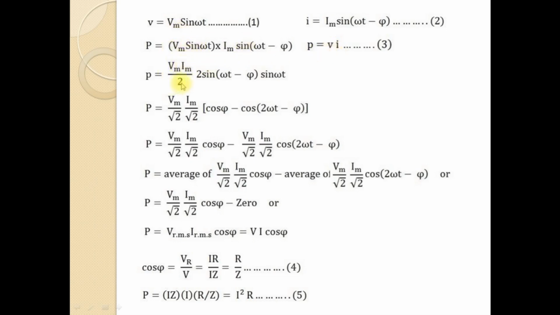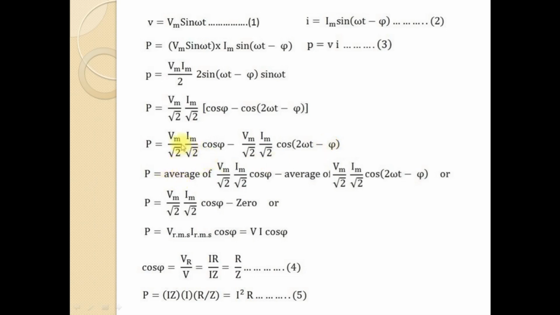And here it can be written as Vm Im by 2. We have divided and multiplied the expression by 2. So this can be written as Vm by root 2 and Im by root 2, which are the RMS value of the voltage and the RMS value of the current. And 2 sin (omega t minus phi) into sin omega t can be split like this. It will be cos phi minus cos (2 omega t minus phi). So it can be written as P is equal to Vm by root 2, Im by root 2, which are the RMS values, into cos phi minus this expression.